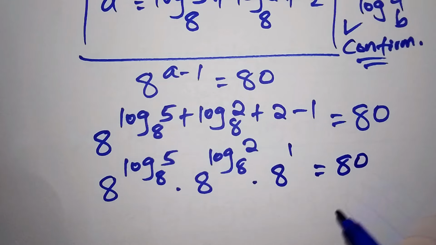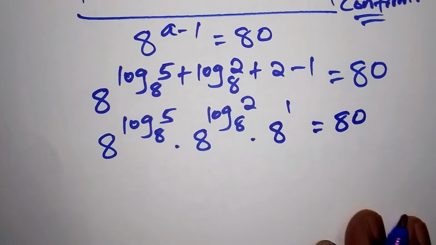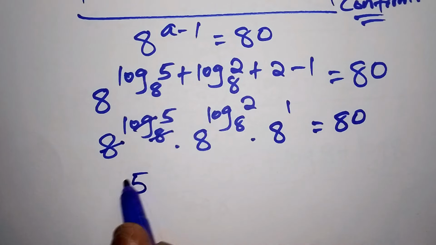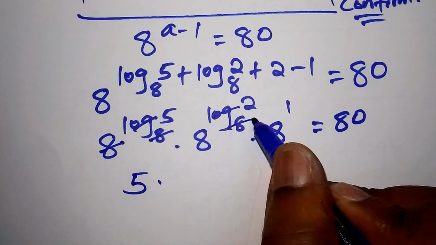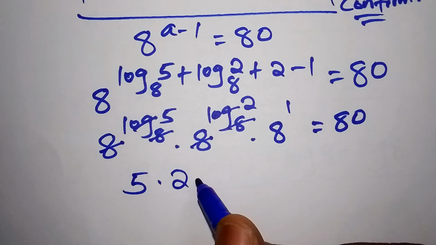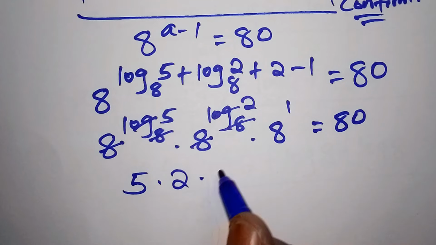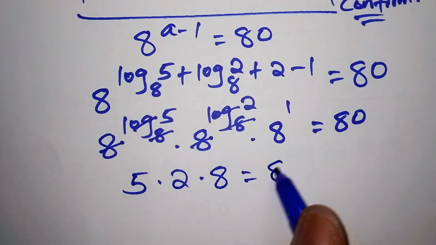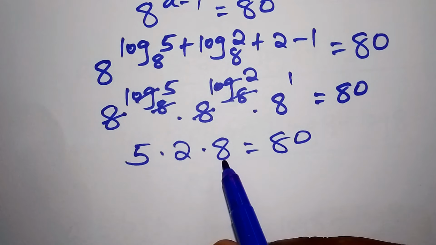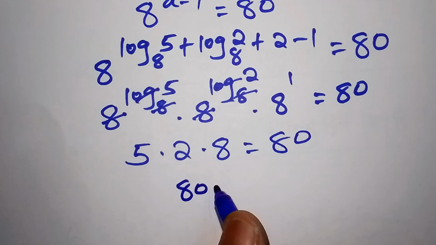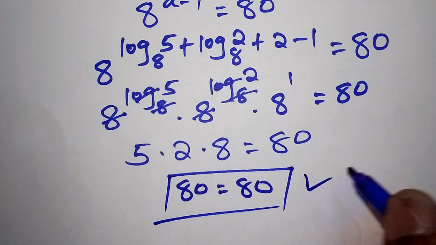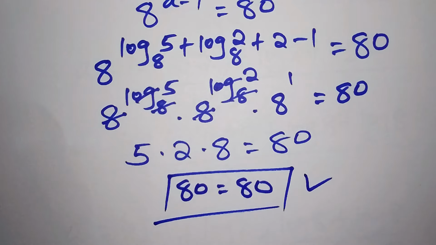So let's now work it out: the log to the base of 8 cancels this 8, so now we have 5. Then 5 multiplied by the log to the base of 8 cancels this 8, 5 multiplied by 2, then also multiplied by 8 to the power of 1, which is 8, is equal to 80. So 5 multiplied by 2 is 10, then 10 multiplied by 8 is 80. So now 80 is equal to 80. This confirms to you that the early answer that we got was correct.